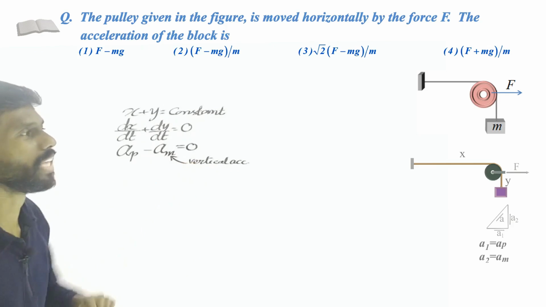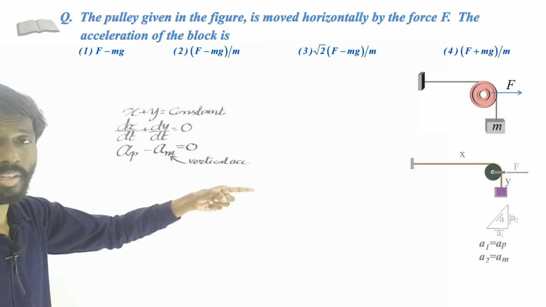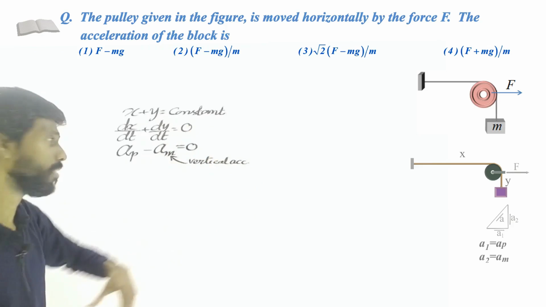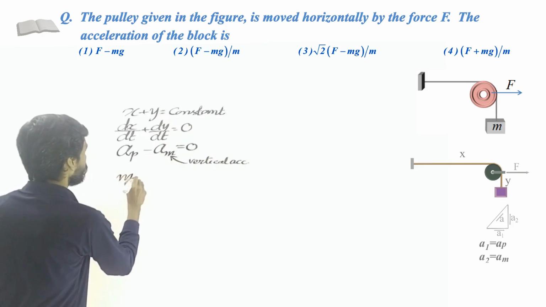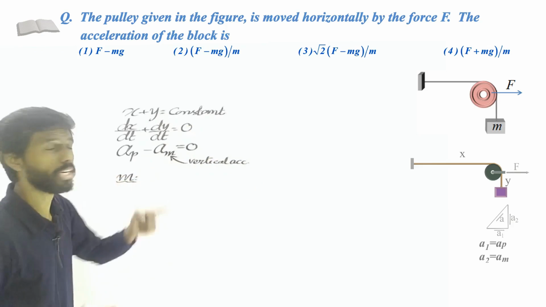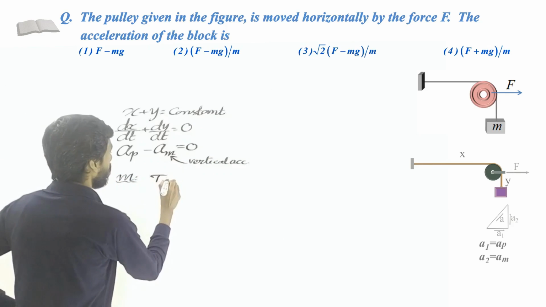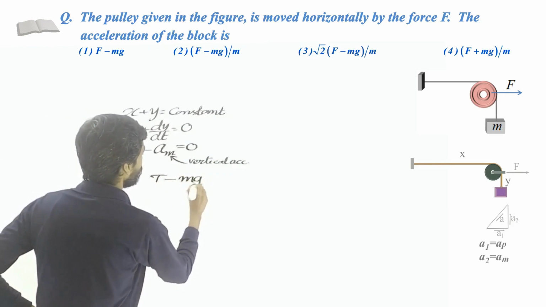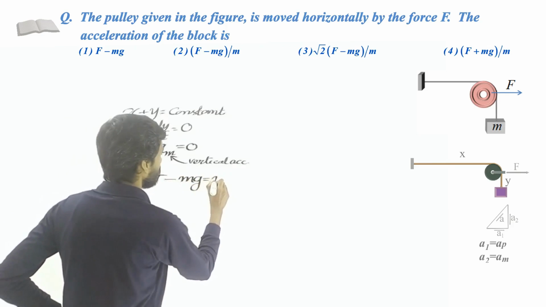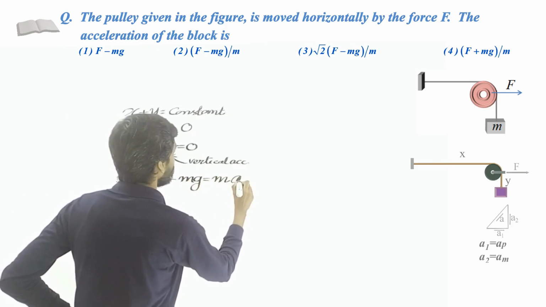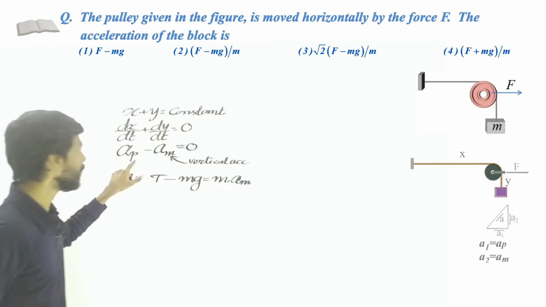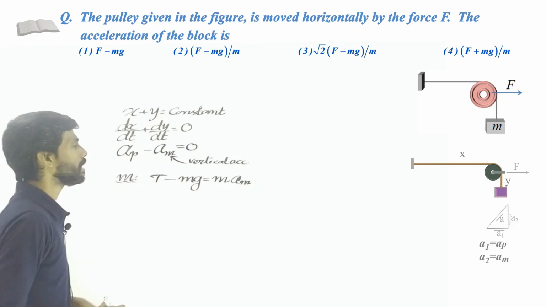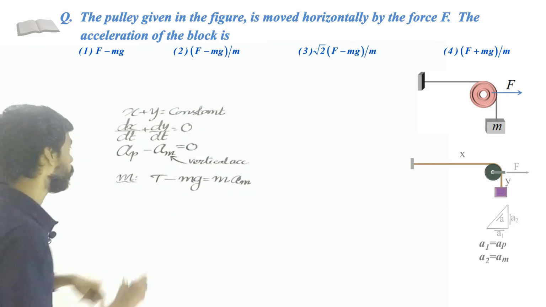So what are the forces acting on the block? That is tension in the upward direction and the gravitational force. So for the block m, the tension in the upward direction, T, minus mg in the downward direction, equals the total mass multiplied by the acceleration, am. That is the same as the acceleration of the pulley only.